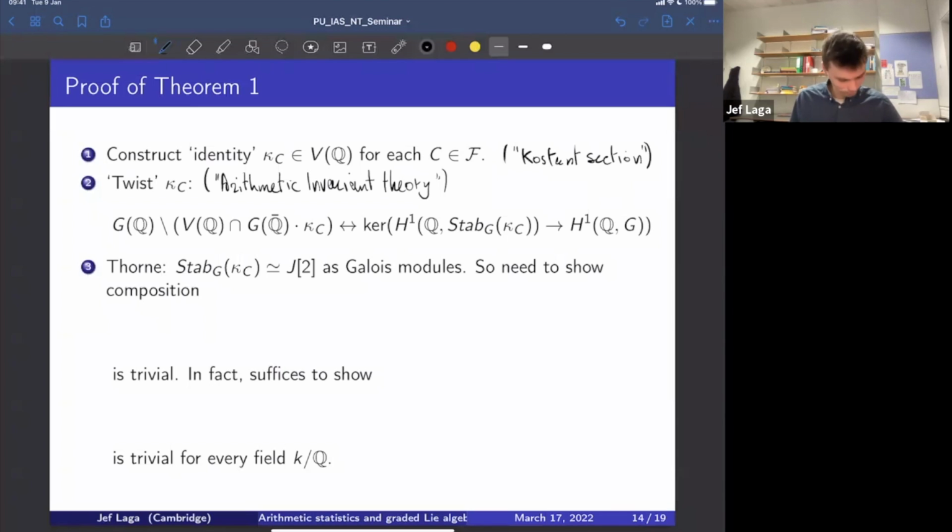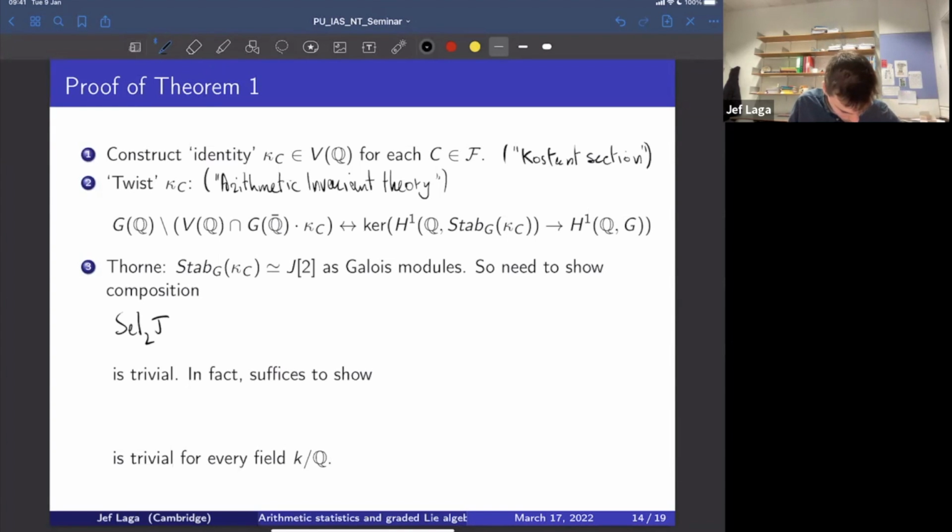And the real first theorem in this setup is due to Thorne in his thesis, and it's one of his main results. And it says that the stabilizer here can be canonically identified with the 2-torsion in the Jacobian as Galois modules. So maybe you can start to see the connection with the 2-Selmer group, or how one could possibly embed the 2-Selmer group inside the orbits. Because phrased in this way, and using step 2, we now just need to show that the 2-Selmer group of the Jacobian gives rise to orbits.